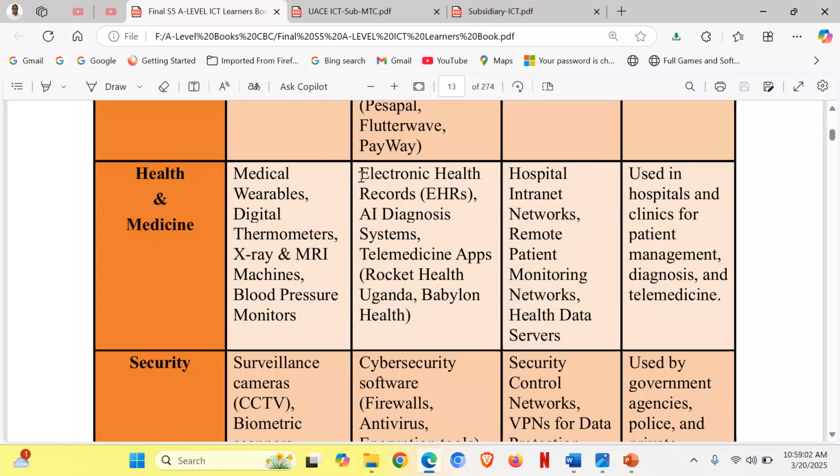When it comes to softwares, we have electronic health records, that is EHRs. We have AI diagnosis systems. We have telemedicine apps such as Rocket Health Uganda, Babylon Health. All those are software ICT tools. Then when it comes to network ICT tools, we have hospital intranet networks. We have remote patient monitoring networks. We also have health data servers. These are used in hospitals and clinics for patient management, diagnosis, and telemedicine.